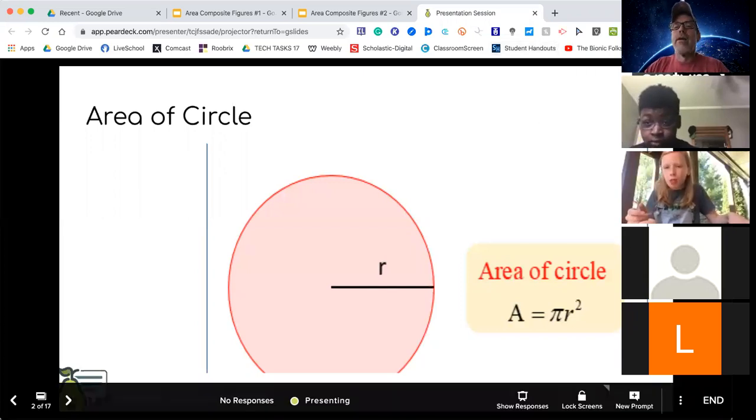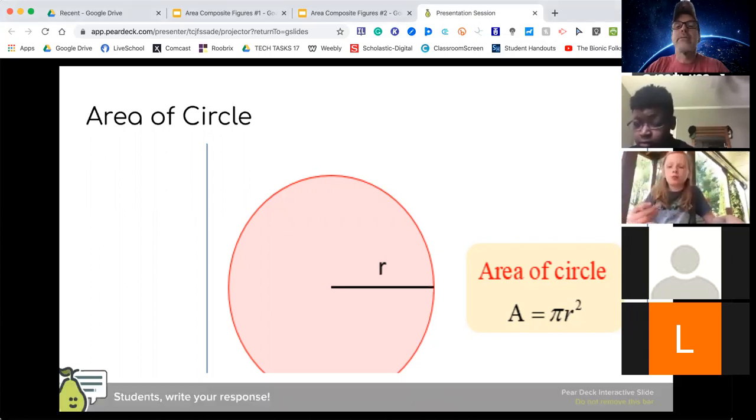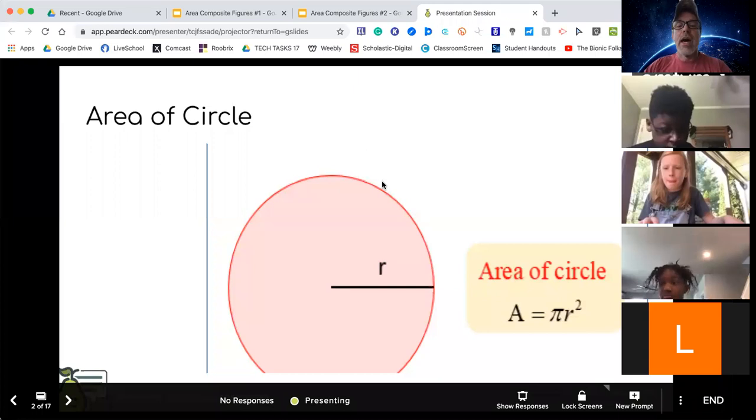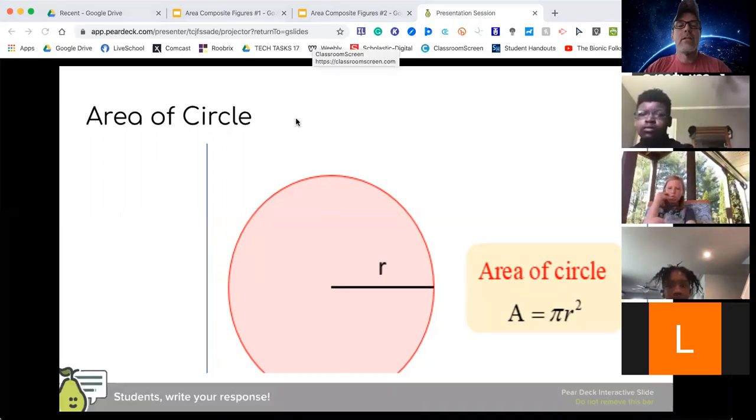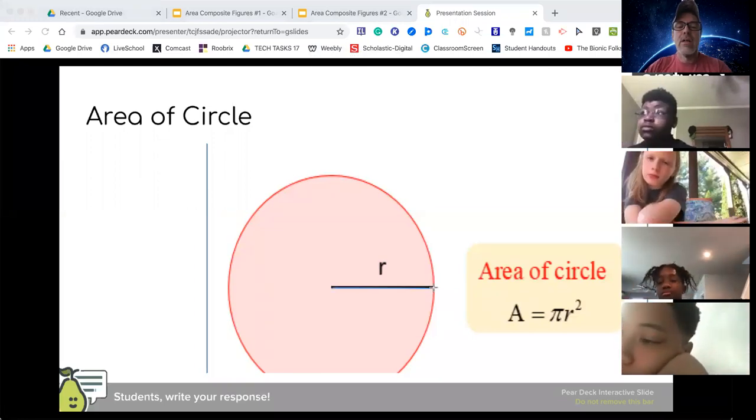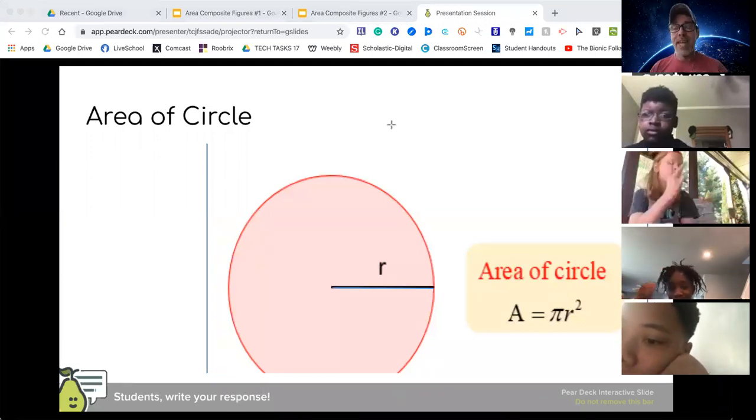So remember on Friday, we talked about area of a circle, and we said that there's a formula. So if I want the area of this circle here, I've got to get its radius. So I'm going to get the radius, which is this, and the radius is half of the diameter. So if I told you the diameter was 10, you would know the radius would be 5, right?